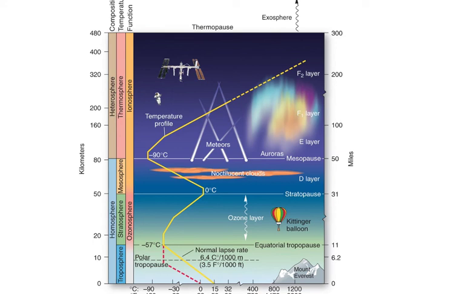The mesosphere is the next layer, and like the troposphere, temperatures decrease as the distance from the Earth increases. The mesosphere is home to the coldest temperatures in the Earth's atmosphere.